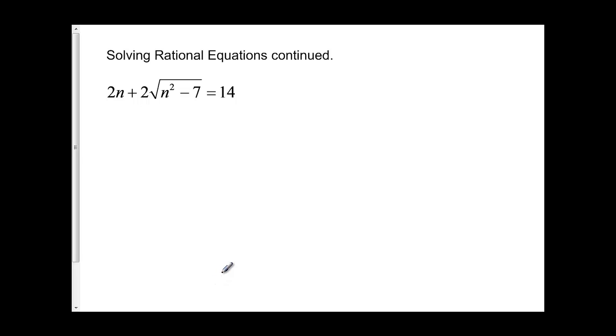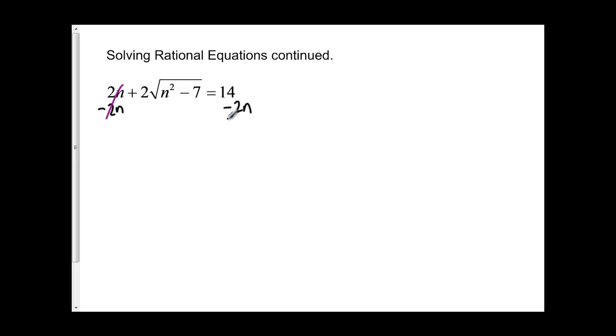Here are a couple examples of rational equations that are going to result in having to solve a quadratic. So this first one, we're going to start solving it the same way we would if we were solving one that doesn't have a squared in it. So what I want to do is get everything to the other side of the equation from the radical, or I want to isolate the radical. So I'm going to take away the 2n from both sides to start with.